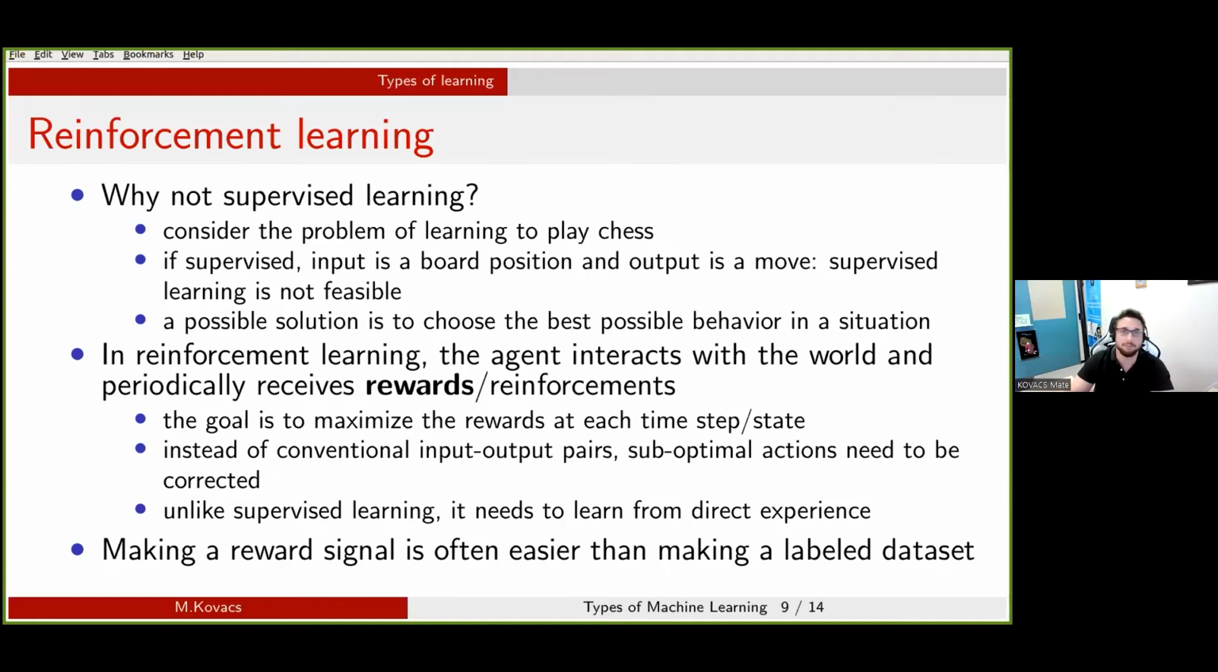And instead of the conventional input-output pairs we talked about for supervised learning, here we are correcting suboptimal actions. This means that unlike in the case of supervised learning, it needs to learn from direct experience. So in case of the chess playing example, the machine needs to play thousands and thousands of games and learn from the rewards. And this reward can be a better board position or just simply winning the game. And actually, learning how to play chess is a good example when making the reward signal is easier than making a huge labeled data set for supervised learning purposes. There are multiple fields where reinforcement learning is used, for example, robotics, time series forecasting, and chess or other strategic and logical board games where machines already actually exceed human performance.